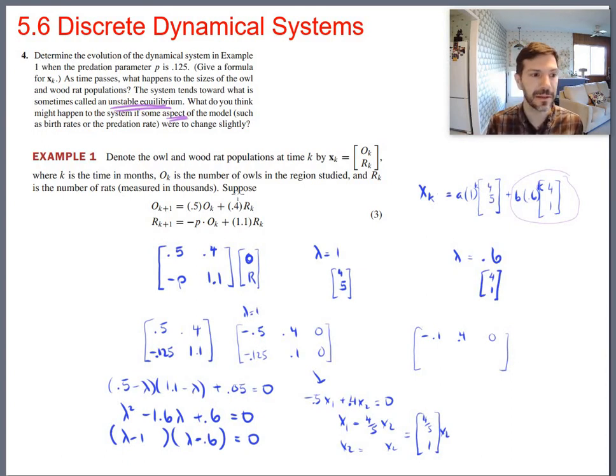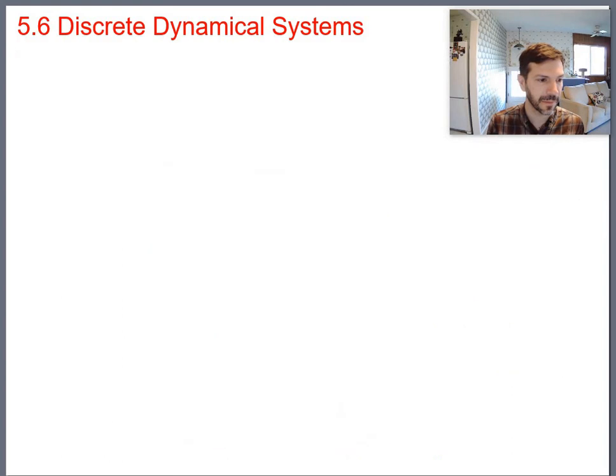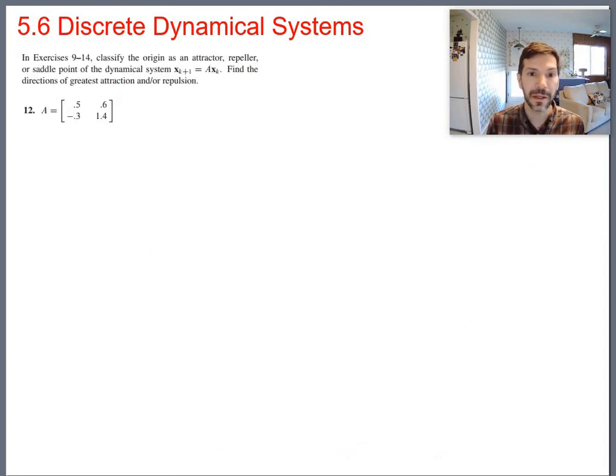Okay, so that's example 4. Let's jump on to one more example and take a look at problem 12. So we're moving away from applications. There's no wood rats here. But they just want you to analyze this thing and classify the origin as either an attractor or a repeller or a saddle point. That's the technical name for that one eigenvalue being bigger than 1 and the other eigenvalue being less than 1. So you sort of whoosh around these.